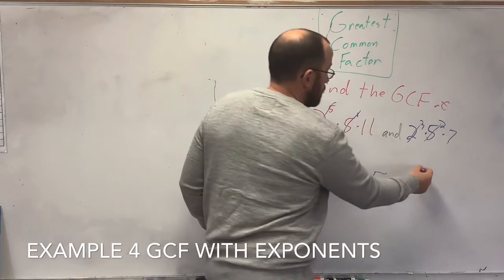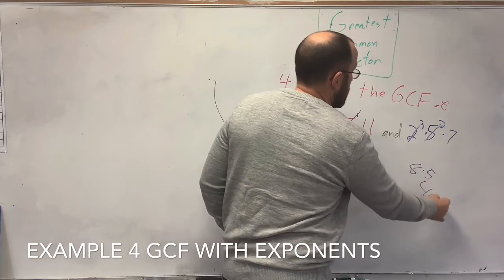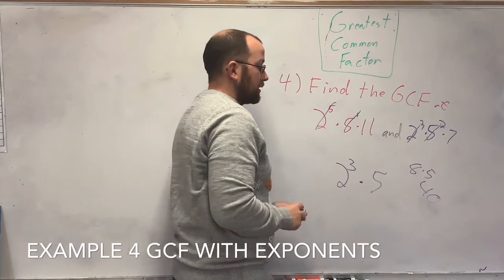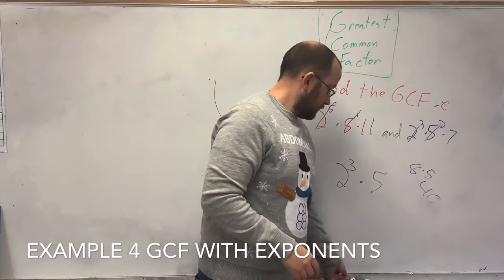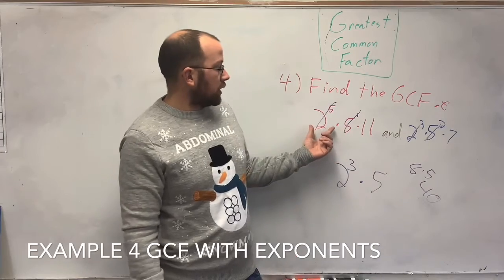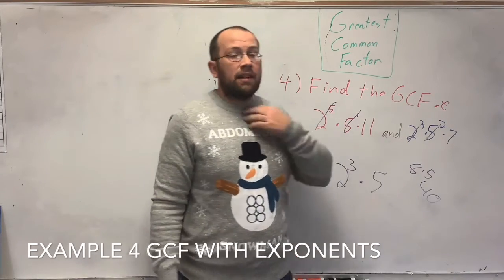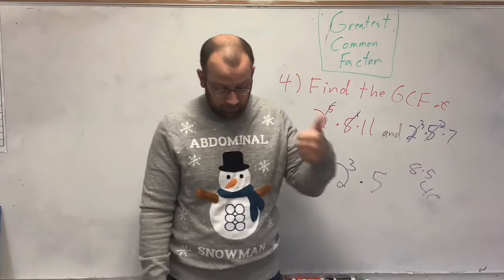If you wanted to do it out, it'd be 8 times 5, and 40 is the greatest common factor of whatever this is. But that's how you break it down. You just look, match the bases, and use the lower exponent.